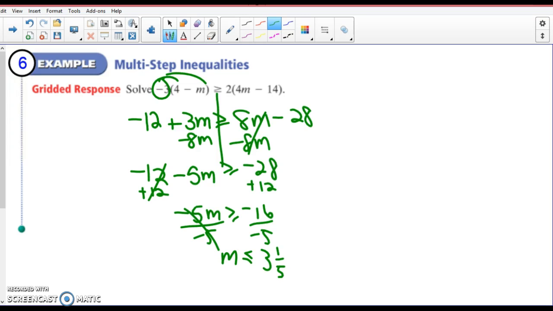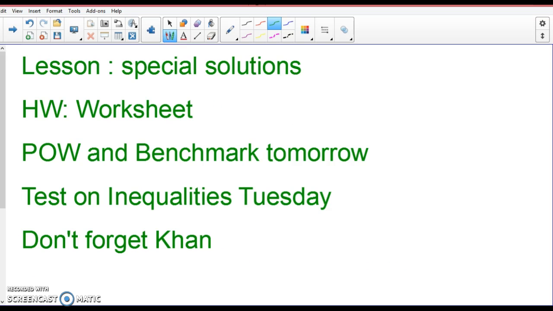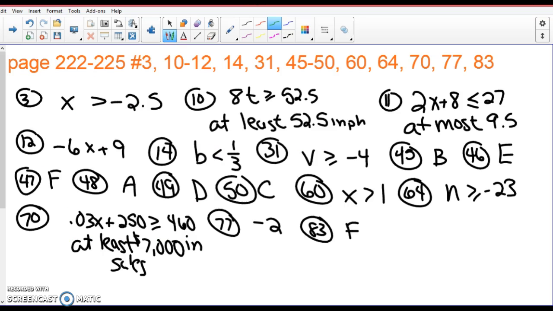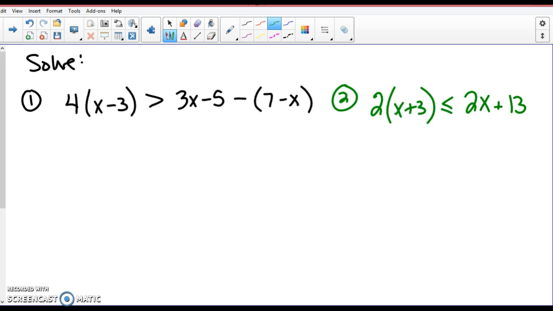Questions? All right, I want you to write down this next problem: 4 times the quantity x minus 3 is greater than 3x minus 5 minus the quantity 7 minus x. Make sure you copy it just like I have it up here.